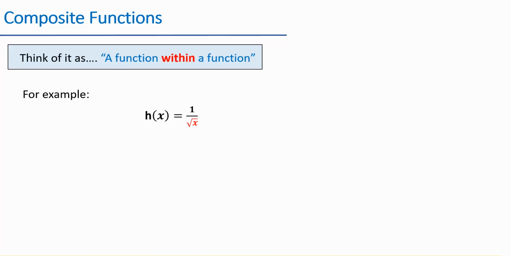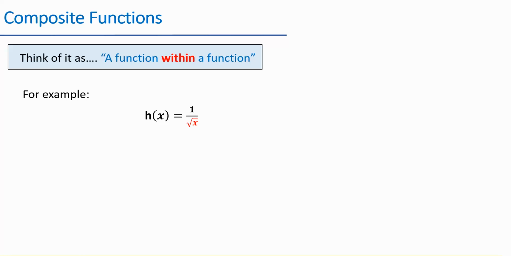What you've learnt is, if you separate this function out, you've got 1 on x, that's a function, and then you've got a separate function, square root of x. We call it a composite function because you can split this up. Let's call 1 on x as f of x. You can call the square root function g of x. So h of x is the result of substituting g of x, which is the square root of x, into f of x.